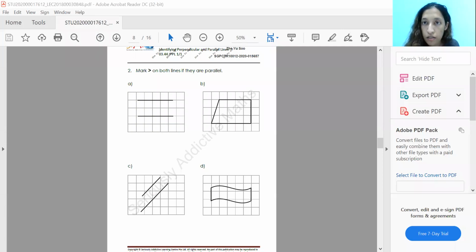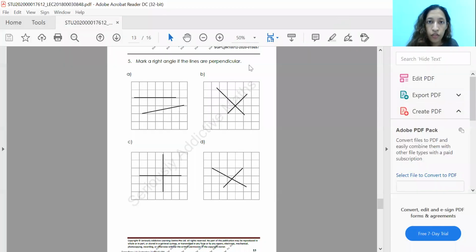All right, over here, mark a right angle if the lines are perpendicular. So A, neither is it parallel nor is it perpendicular, so it's out. And then let's look at B. As you can see, two straight lines, they actually meet at a point. And this forms a right angle.